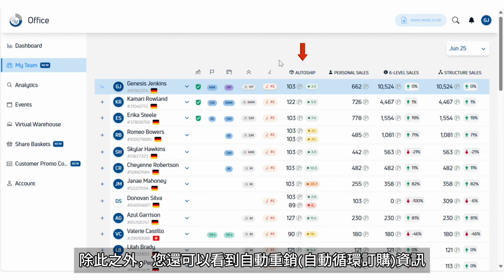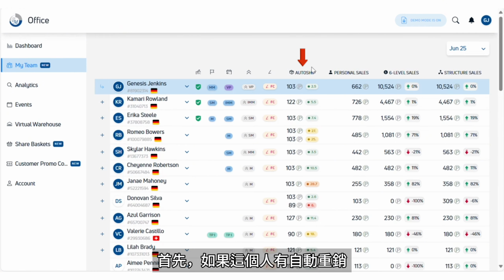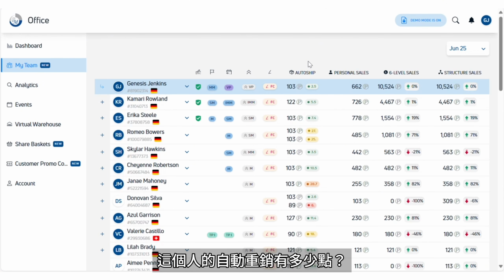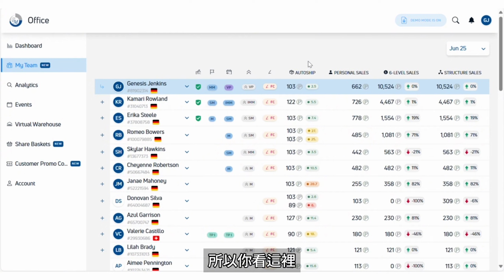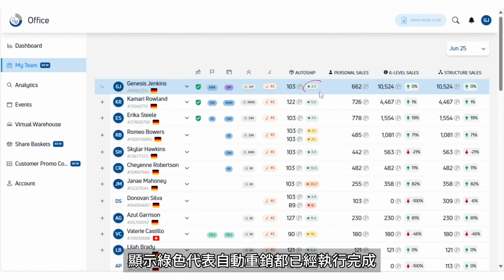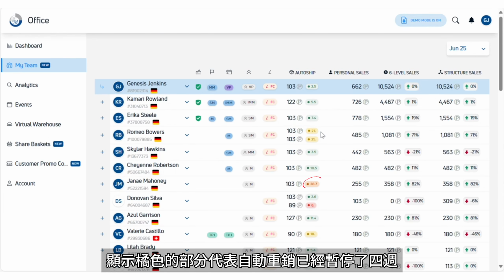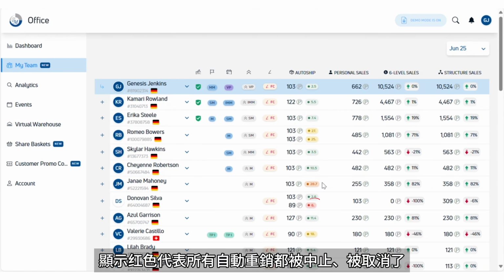Beside that, you see ordership information. First of all, if the person has an ordership, how many points the person has in the ordership, and the day of the month when an ordership will be processed. So you see here, everything that is green is already processed. Everything that is yellow is expected to be processed. Everything that is orange is paused for 4 weeks. And everything that is red is terminated, cancelled.